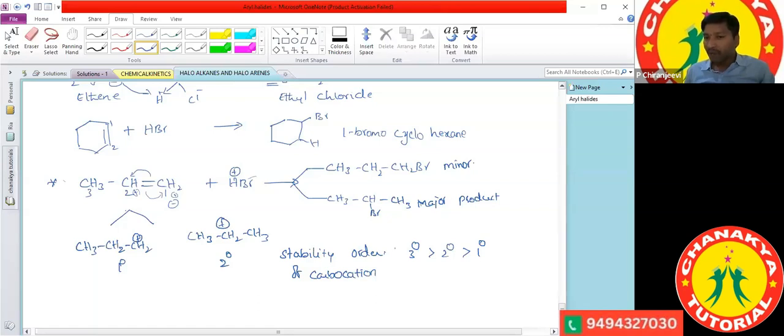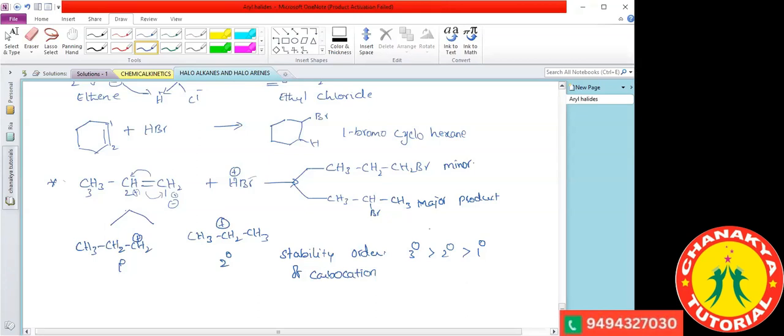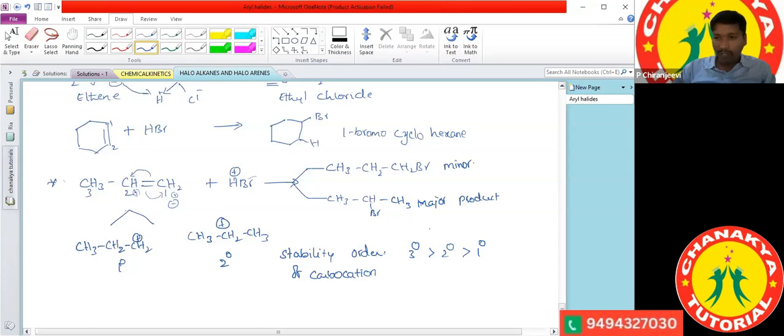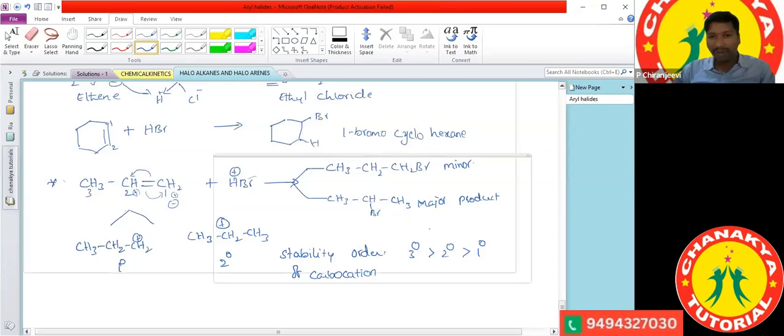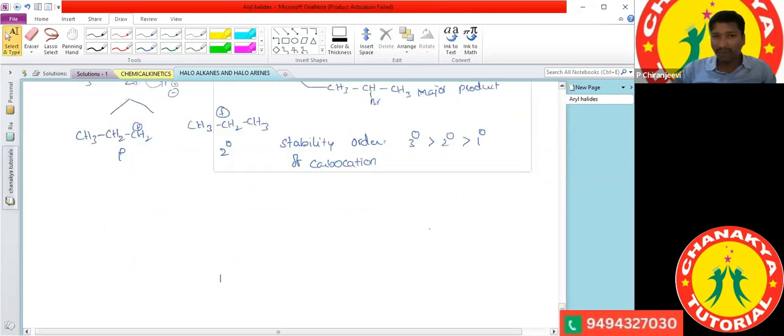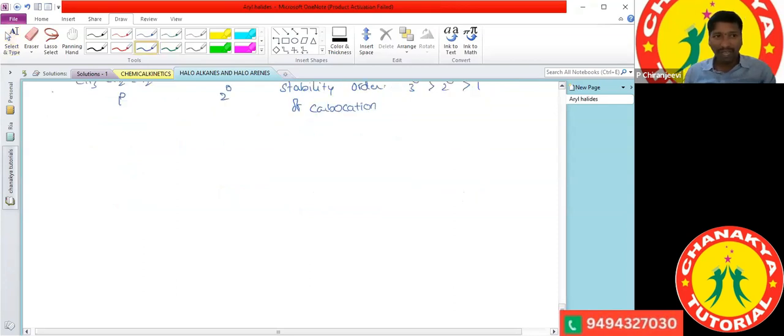Based on the stability of the carbocations, we are going to find out which one is the major and which one is the minor. Now you got the clarity, all of you? Yes, sir. Okay, now I'm giving one question. Shall I make it a previous year question? First of all, I'll give one example.